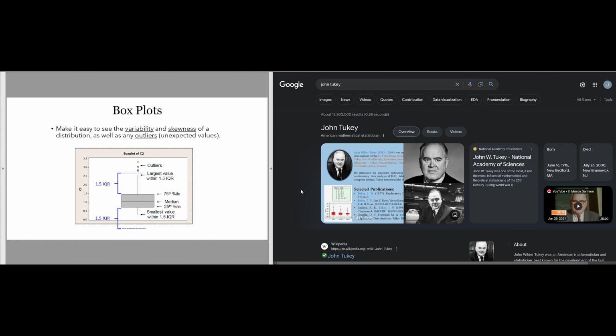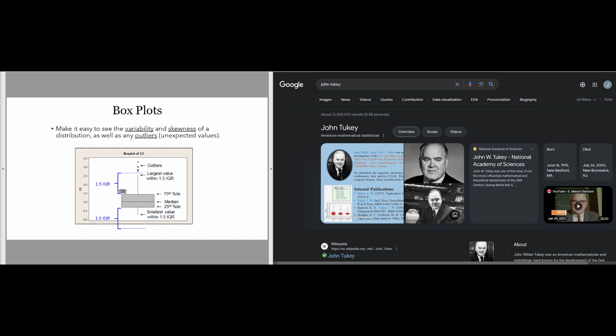Okay, so here is our buddy John Tukey, one of the most, if not the most, influential mathematical and theoretical statisticians of the 20th century. Okay, I guess that's impressive. He is the fellow who originated the idea of box plots, and his feeling was, all right, if we have a box representing the middle half, then the upper quarter and the lower quarter may be more stretched out than that middle part.